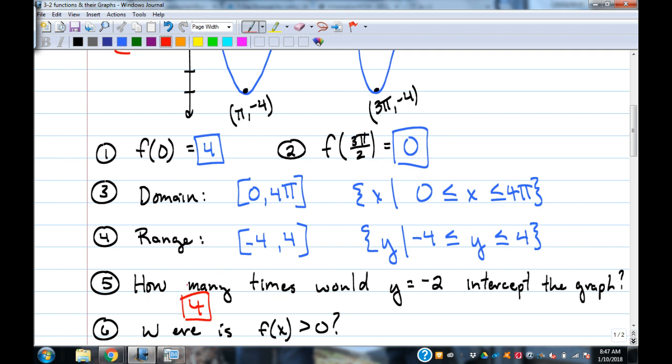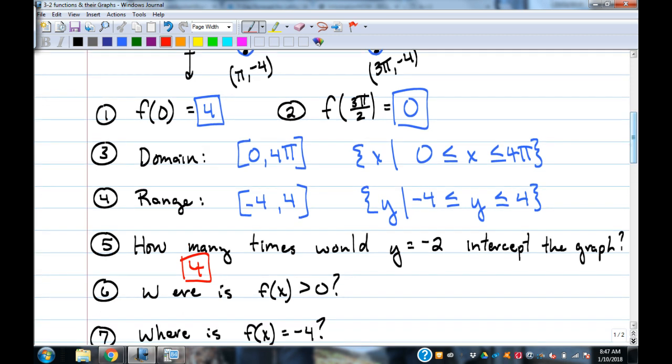And as for what the exact spots were, we would have to estimate if we don't have the equation. If we've got the equation, we can do a little bit more algebra to get there. But let's go there. Where is f of x greater than 0? Let's think about what that question is asking. Where is f of x greater than 0? What's f of x?